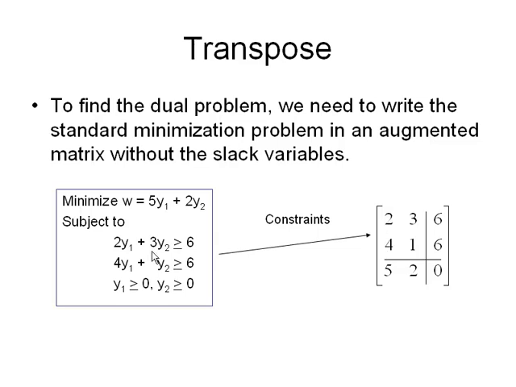So the 2y1 plus 3y2 greater than or equal to 6 becomes 2, 3, 6. The 4y1 plus y2 greater than or equal to 6 becomes 4, 1, 6. I have a vertical line, which represents my inequalities and my equals, and a horizontal line that separates the constraints from the objective function.